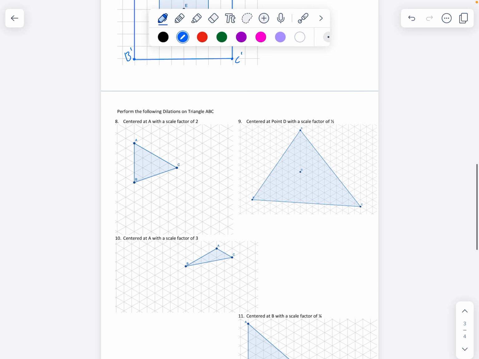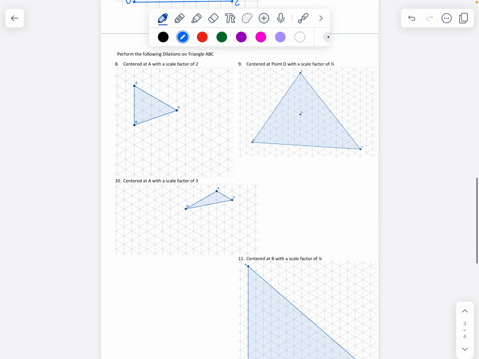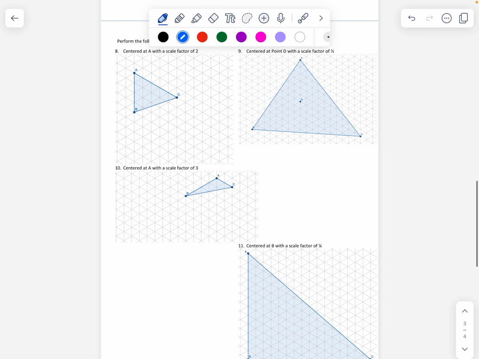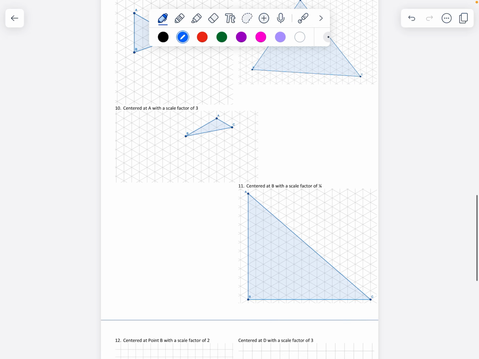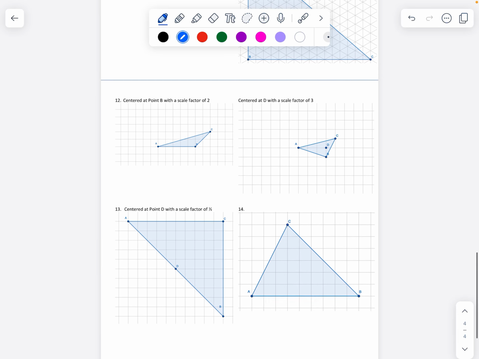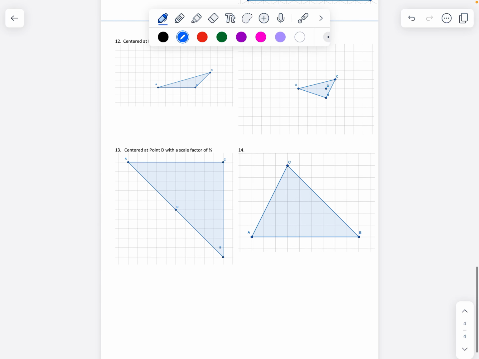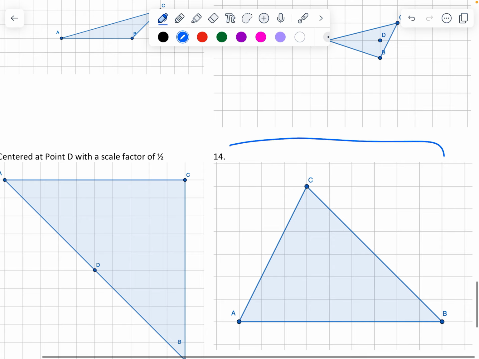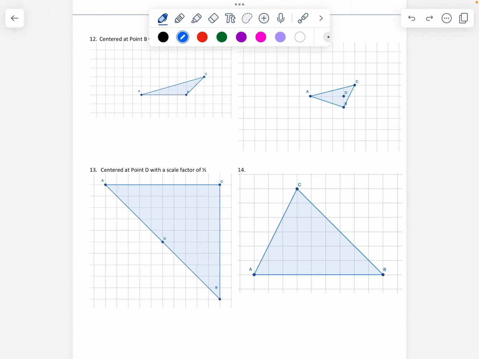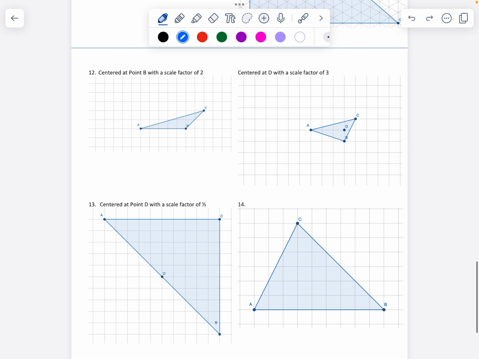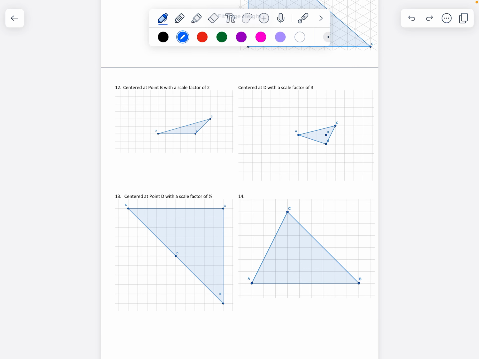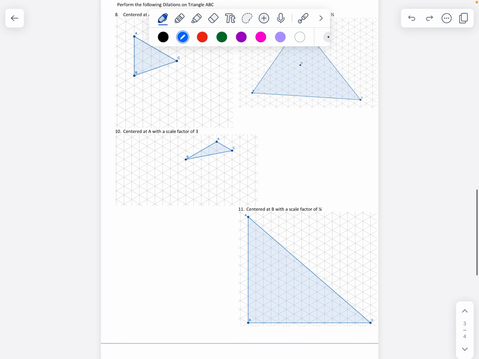So you've got a couple triangles here that I want you to do as well. You're just doing it the same way, okay? This one doesn't have anything. I'll make sure to go back and fix that. You're just counting how far away everything is from wherever you are going to do your dilation from, okay?